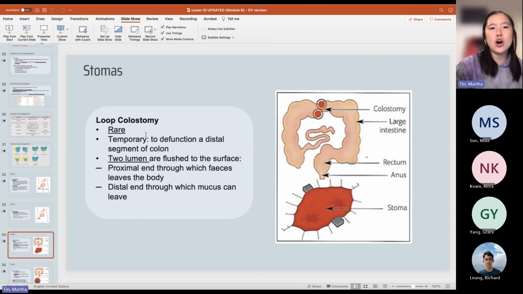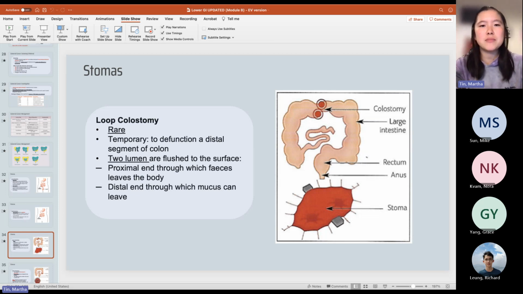Loop colostomies are a bit more rare. You don't really see them very often. The reasons why you might do it are twofold. The first thing is diversion: you want to keep feces out of a certain part of the colon. Another reason is decompression, usually from a source of bowel obstruction. If you want to give yourself some time to remove that source of obstruction, you might do a loop colostomy. And just like loop ileostomies, they're temporary.